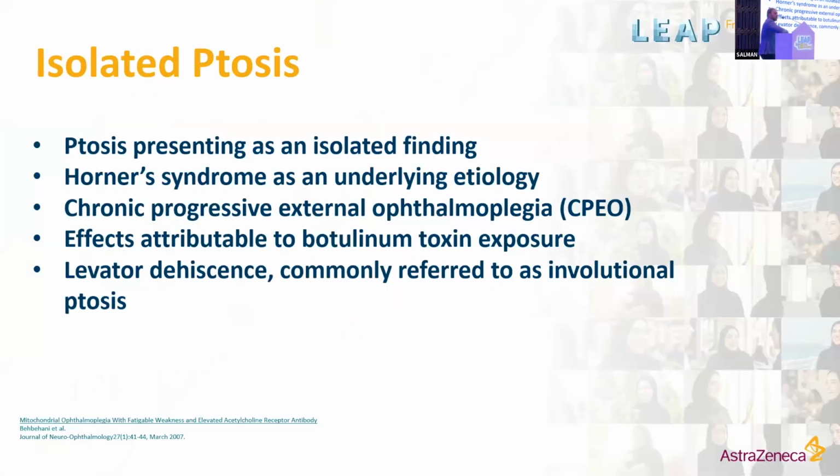So ptosis is another problem that can be misdiagnosed. Isolated ptosis could be an isolated finding or congenital ptosis, things like Horner syndrome, CPEO, also Botox, and levator dehiscence, which occurs with the involutional changes that you see with aging.